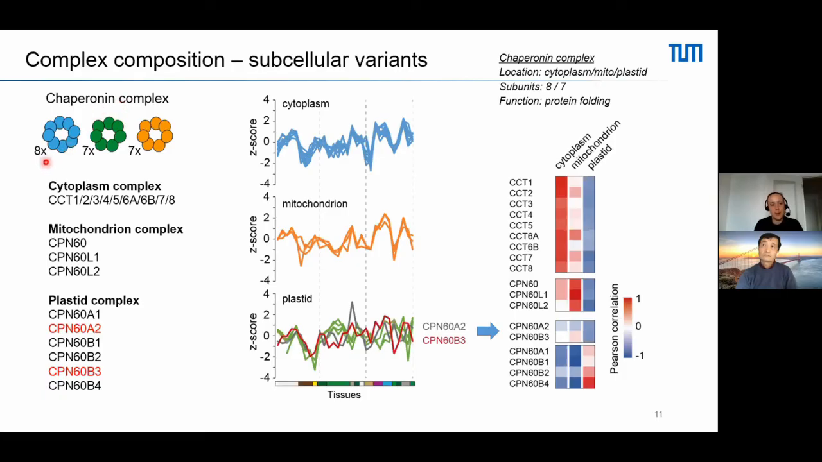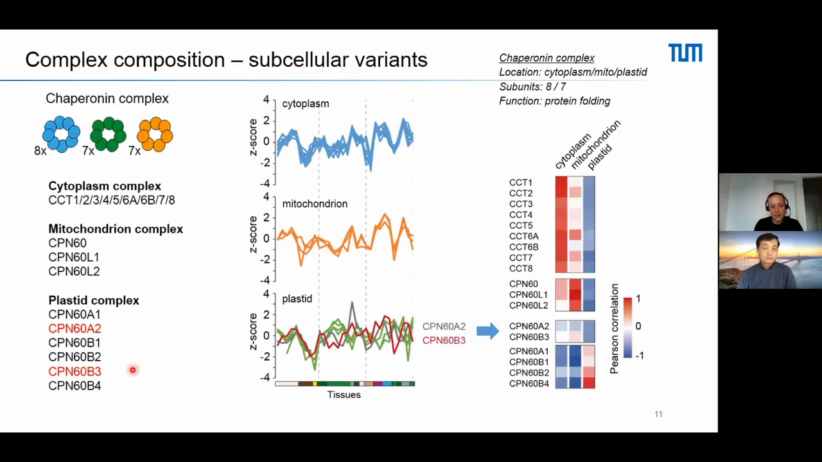The cytoplasmic complex is composed of 8 subunits, and we already saw this earlier in the Pearson correlation analysis. Here, the CCT1 to 8 subunits have a very nice correlation across our tissues. And we can also see here that the Pearson correlation among the subunits is very high. For the mitochondrial complex, we have 3 different proteins which make up this complex. Here we also have a very nice correlation of the subunits with each other.